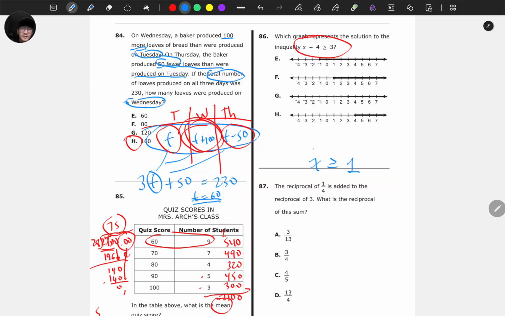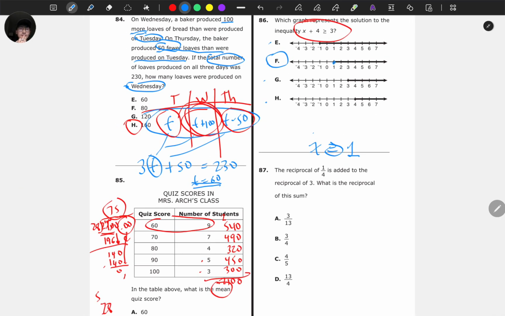So x is greater than or equal to 1. So that means that you have to find the number line that represents this. So x is got to be greater than or equal to 1. That looks like it's going to be F, right? Because it includes 1, so that means that 1 is shaded, and it's going to point everything bigger than that, right? So, yeah. Okay, next.